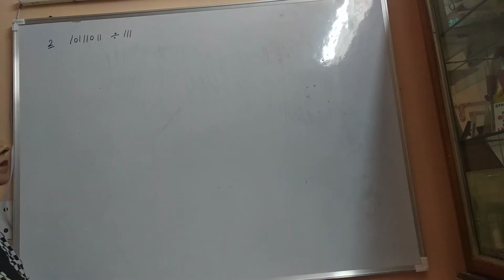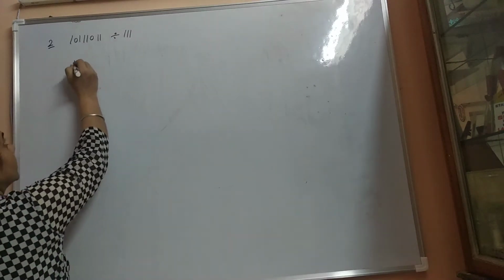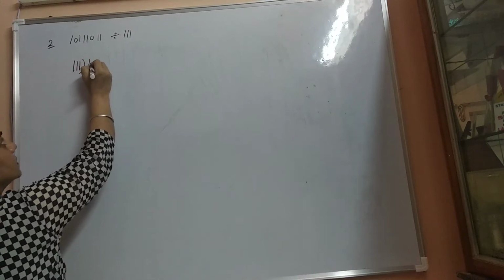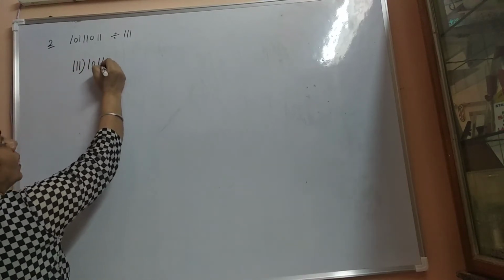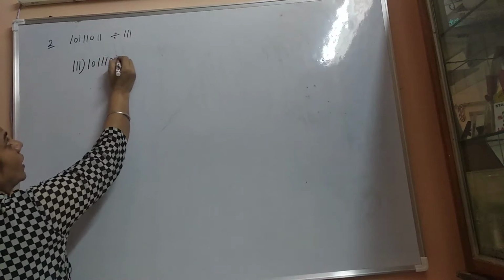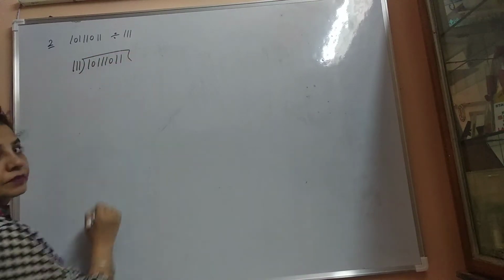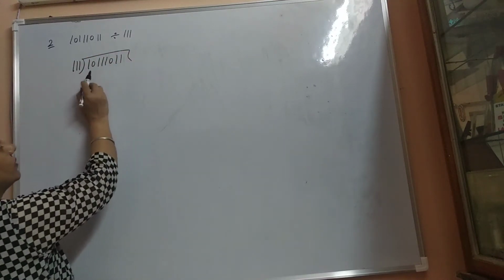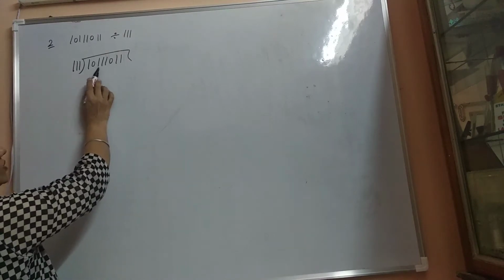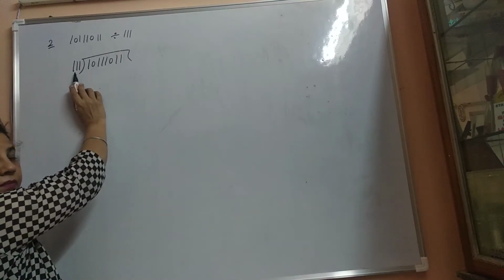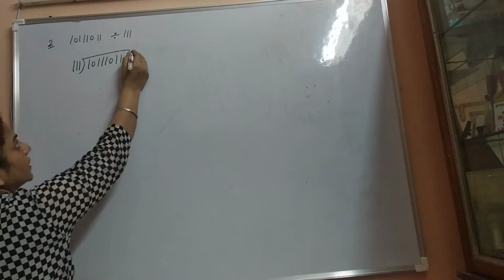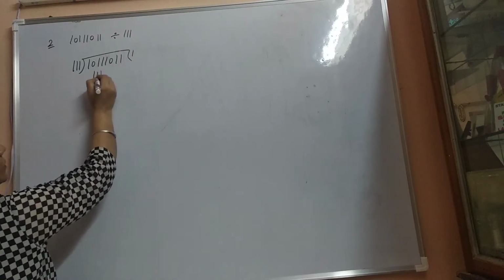Next example is to divide these two numbers: 11011 divided by 101. Correct? So first I will take one digit. The first three digits are smaller than the given number, so I will take the first four digits. It goes with 1, 1, 1, 1.